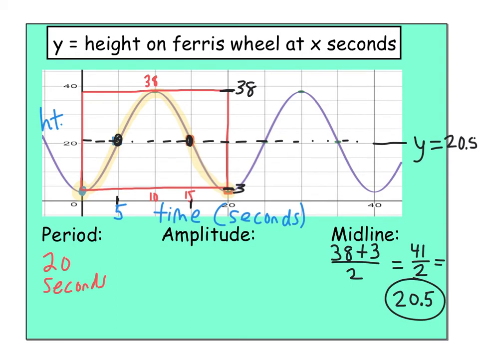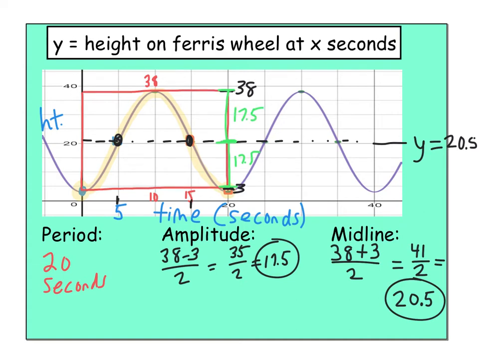Now the amplitude, there are 2 ways to do it. You can do max minus min over 2: 35 over 2, which is 17.5. That's probably the book formula you'll see. The other way is to measure from the midline, which is why I wanted to find the midline first. From that 20.5, how much is it to the top? Do 38 minus 20.5. The same distance is from the midline to the bottom: from 20.5 down to 3, it's 17.5 each way, and that is what we call the amplitude of these graphs. Hopefully that helps. Those are some of the key features of these graphs.